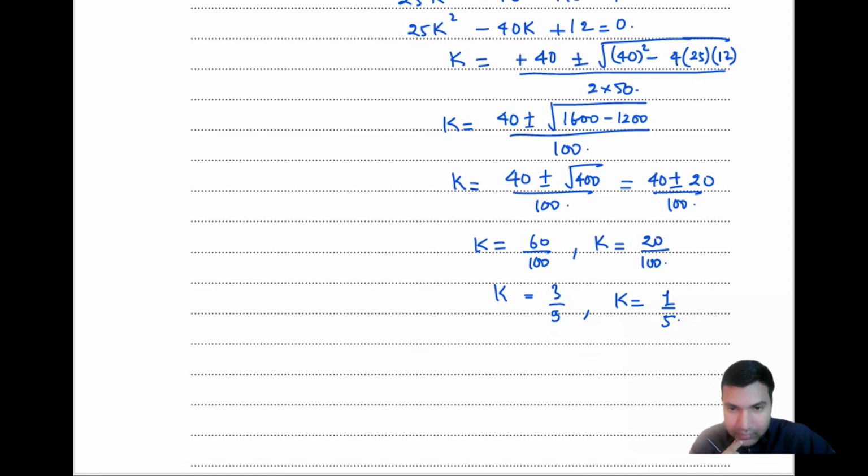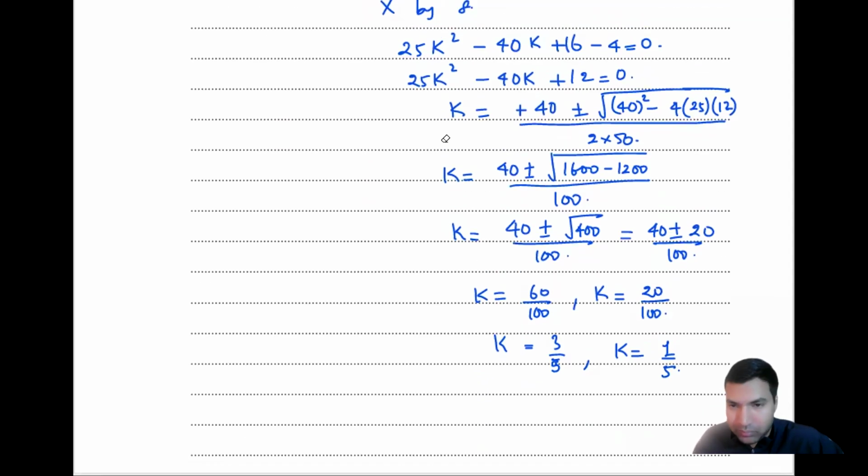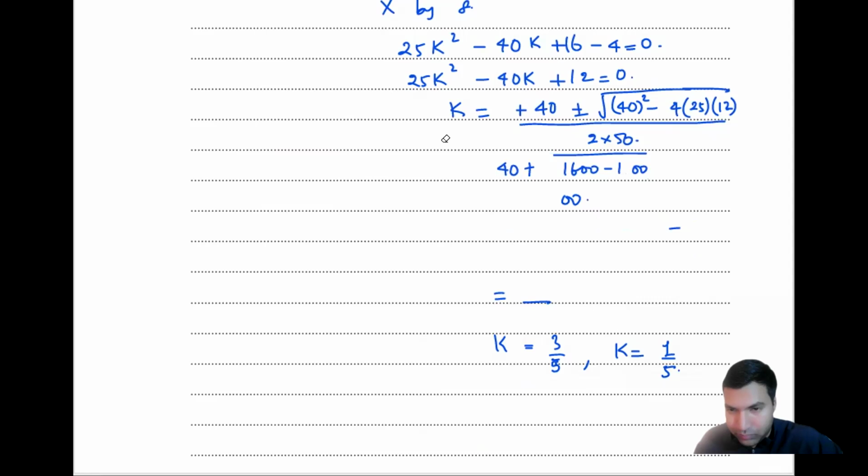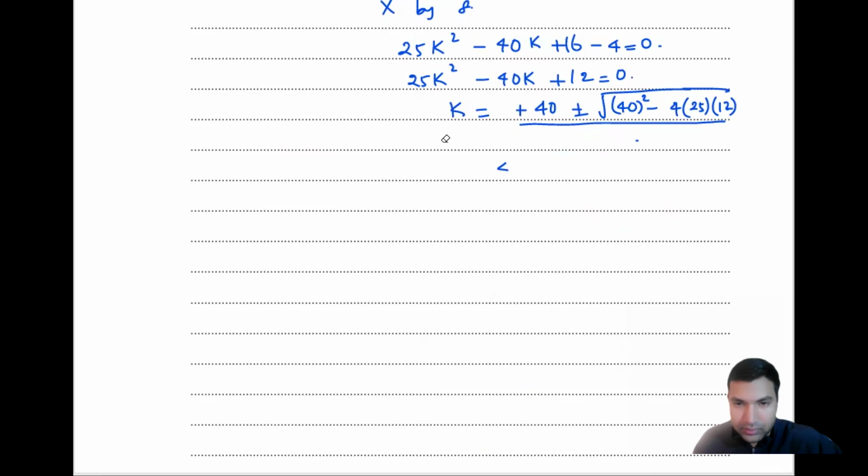Oh, just a moment. I've done a silly mistake here. That's not 100, that's 25, right? So this is 2 times 25. I made a small mistake here. So you can write k equal to positive 40 plus minus 20 over 25 times 2 is 50.